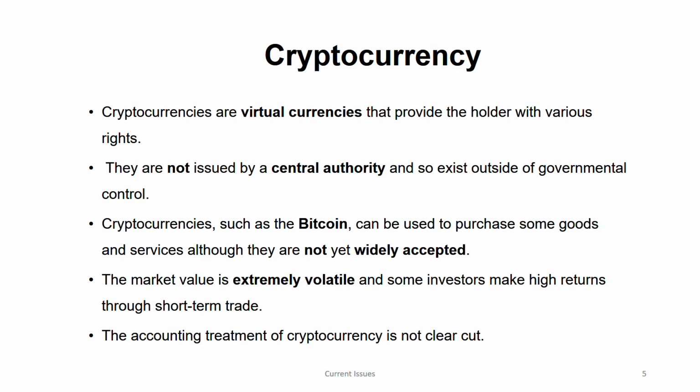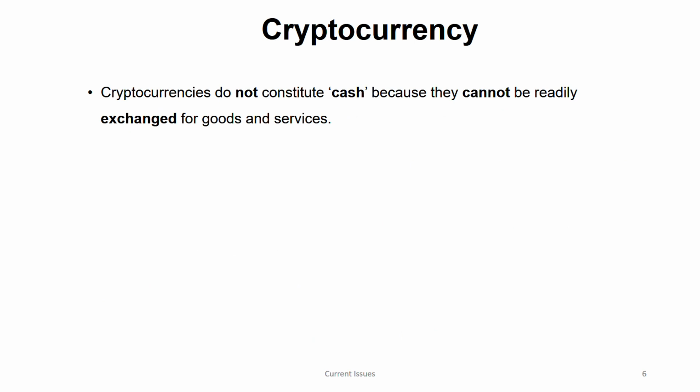It's not needed. Now, because of all these features, first is virtual currency, second, no central authority, third, it is not widely accepted, fourth, it is extremely volatile, it is not clear cut. The accounting treatment is not very easy for cryptocurrency, but there are some suggestions that have been made. Let us see what they are.